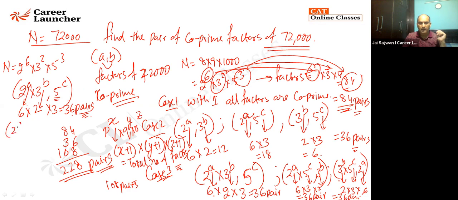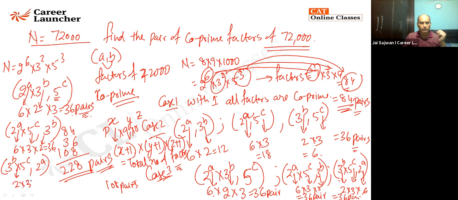The second case is that 2s and 5s are coming together, but 3 is coming alone. I will do the same multiplication, 6 into 3 into 2. The order will change, but the product will come out the same. In the third case, 3s and 5s are coming together and 2 is coming alone. Again, you do the same thing: 2 into 3 into 6 will be your answer, which is again 36 pairs. Is it fine, Preet, now? All this? Thank you.